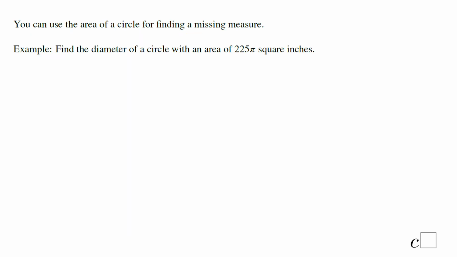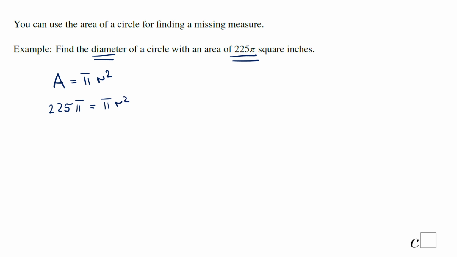Here on the next example, we're gonna go backwards. If you notice, we have the area of the circle is 225 pi. Can we find the diameter? So we're gonna write A equals pi r squared, and now the area is known, so it's 225 pi, and that will equal pi r squared. So this is an equation.